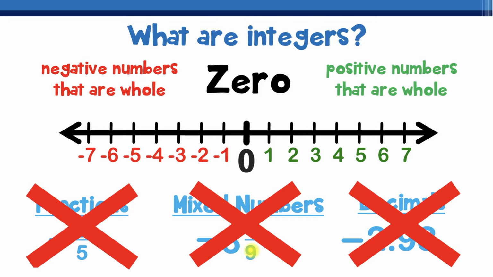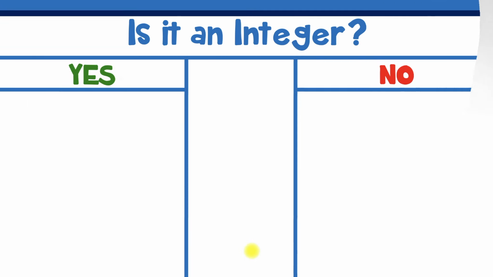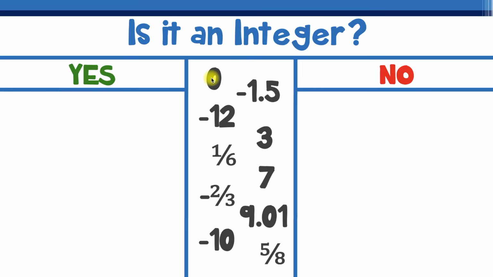So now that we've gone over integers, let's see if you can say whether each of these is or is not an integer. Let's start with 0. Is that an integer? The answer is yes, it is. Remember, it's the most important integer there is because it separates the positive integers from the negative integers.